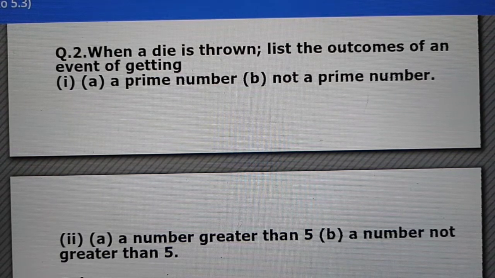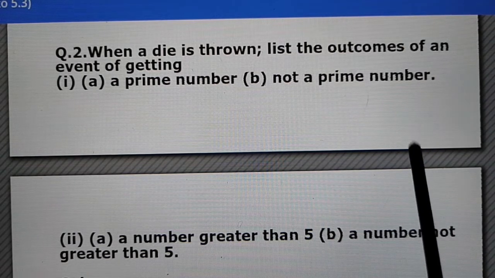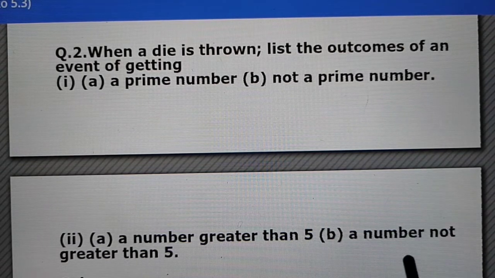Only 6 is greater than 5. So our possible event, or the favorable event, is 6. Now second, a number not greater than 5. Which number is not greater than 5? 1, 2, 3, 4. All these numbers are not greater than 5. So we have to select out from the total outcomes our favorable outcome divided by total outcome.